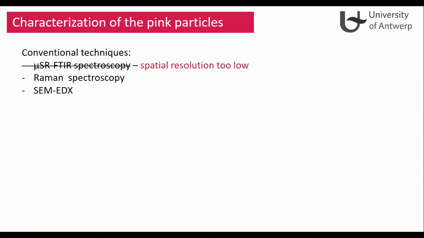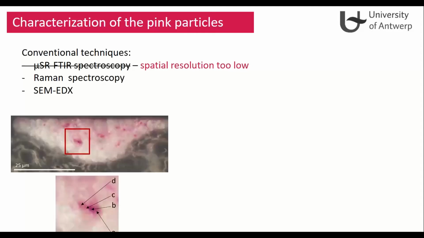On the synchrotron FTIR, we could see, as shown before, that the spatial resolution is too low. The particles are very small, around 2 microns in diameter for the bigger ones. And since the spot size of this technique was 6 by 6 microns, we were not able to find any marker in the spectra that could be related to a pink particle or a pink pigment. So this technique was discarded for the characterization of the pink particles. For this reason, we went for Raman spectroscopy.